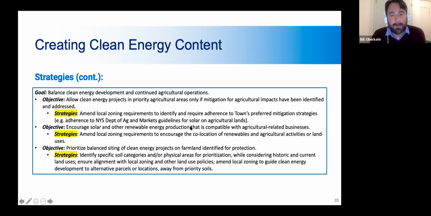Encourage solar and other renewable energy production that is compatible with agricultural or related businesses. So we're going to amend our local zoning requirements to encourage co-location of renewables and agriculture activities or land uses. So that's agrivoltaics. One way that we can amend local zoning requirements to encourage that is if we have a height restriction that's set at 15 feet. Remember how I said in agrivoltaics, the way to get the light down to the plants and on the panels at the same time is typically to raise the panels so the light can get through. One way that we can encourage that is to raise our height limitation requirement so that we can build those panels a little bigger and let the light get down.